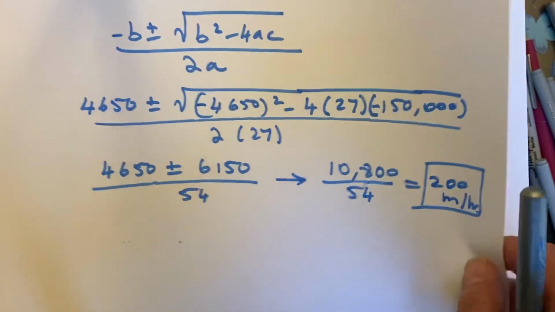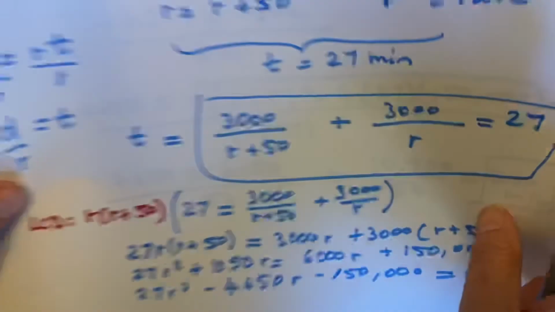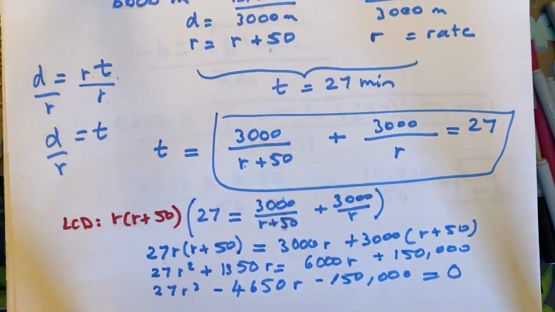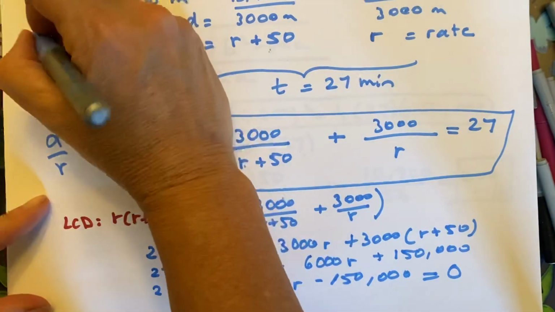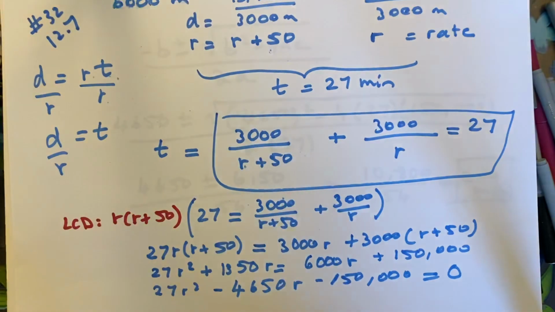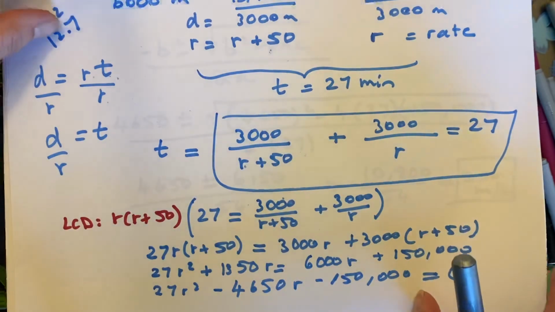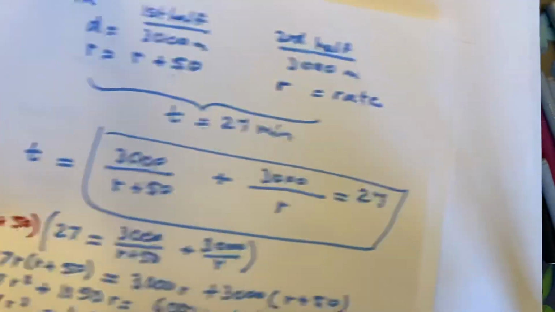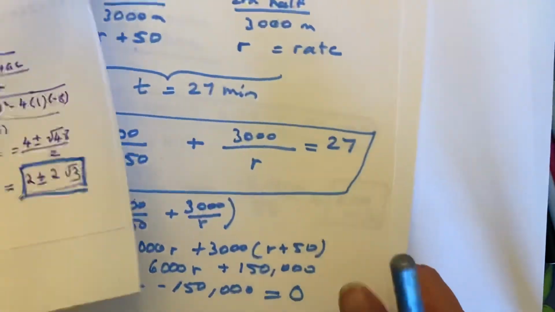Okay, so that was, I think, number, actually I don't think I labeled it. I'll label it now. That was number 32 in 12.7. Okay, and that's it. So I will post that for you later, and if you want to take a look, hopefully you'll understand it a little bit better. All right, guys, good luck on the test tomorrow.